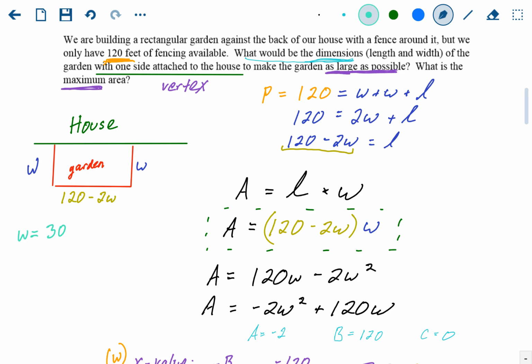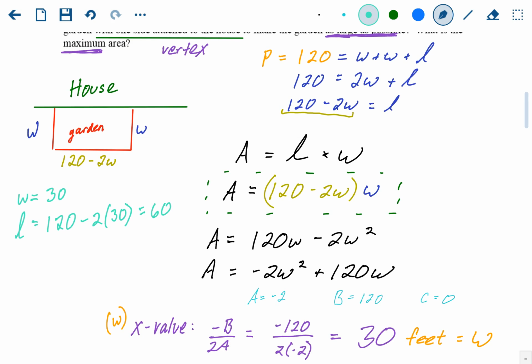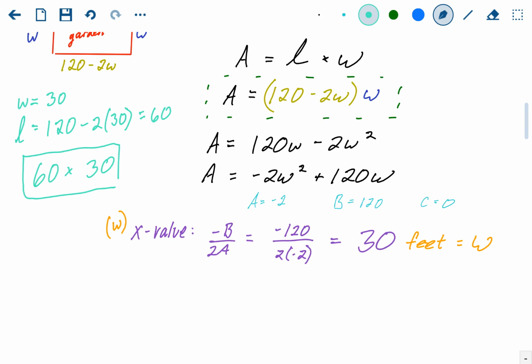Well, if we know the width of the garden, we know the length of the garden because the length equation involves width. It's going to be 120 minus 2 times 30, which gives you 60. So we just found the dimensions of the vertex. We found the dimensions that are going to maximize our equation. It's going to be a 60 by 30 foot garden.